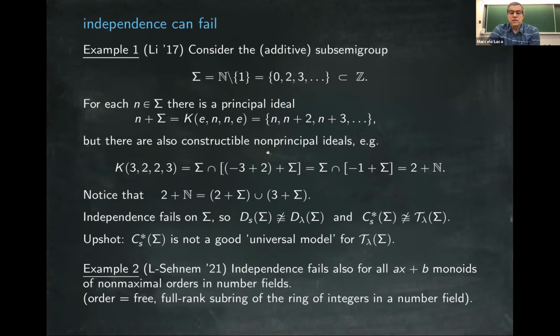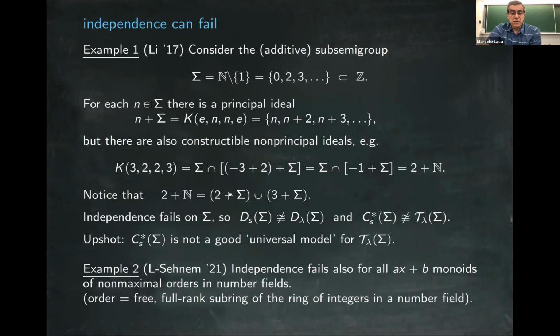But there are some constructibles that are not principal. For example, if I do K of 3, 2, 2, 3, then you're led to compute, I just follow the formula, and you get 2 plus N, which does not skip the 3. So this is not principal, but it is the union of two principals. If you think of it, this 2 plus N is only missing the 3, which is not here. But if you add 3 plus sigma, then you get the 3. So the union of these two is that one.